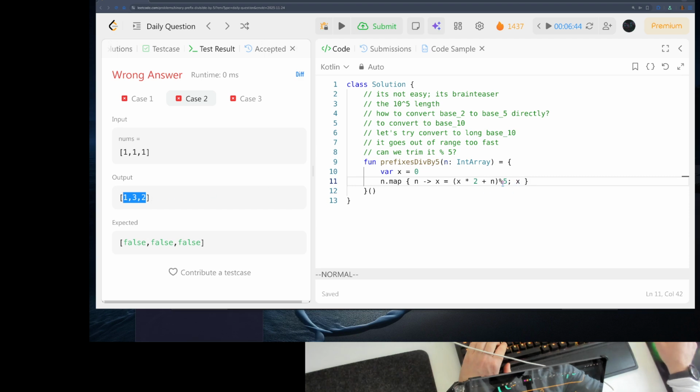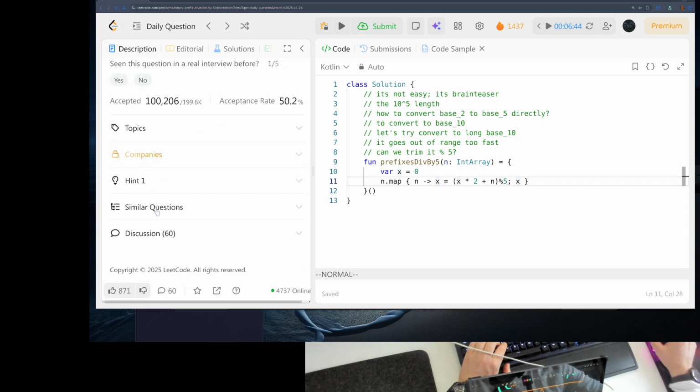Yeah, of course it is like a modulo operation. Okay, I think to convert to the base 5 you have to actually do the sum of the previous result. Okay, that's all. Let's look at the hint.